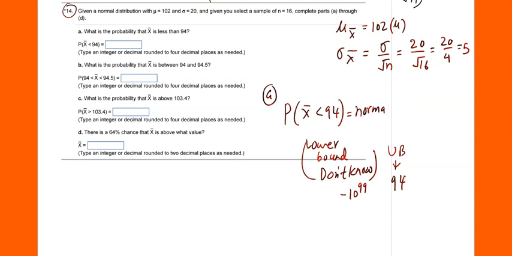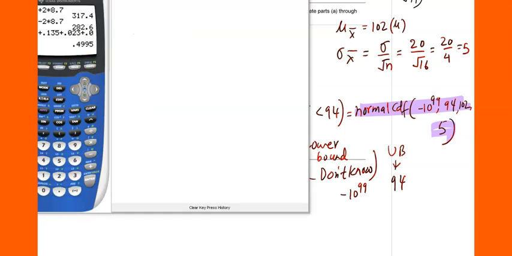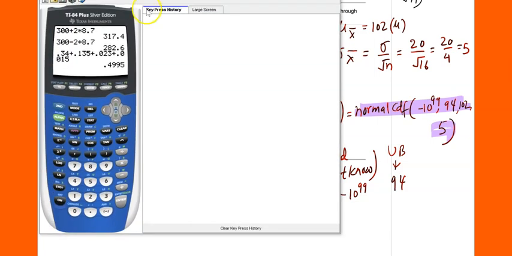Normal CDF. Lower bound negative 10 to the power 99, comma, upper bound 94, mean 102, standard deviation 5, okay? And I put that in the calculator, okay, and I get the probability. Let's put that in the calculator. And to find this probability, you have to put it in the calculator.